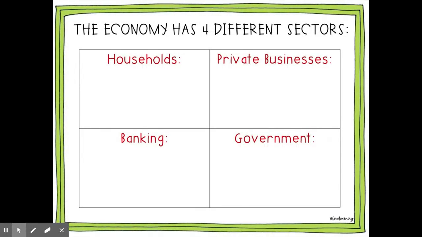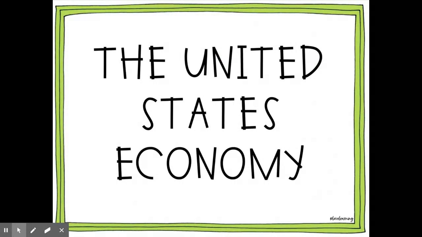So the US economy has four different sectors: household, private businesses, banking, and government. And we're going to take a look at each of these four different sectors over the next few minutes. And you're going to be asked to take a look at each of these four different sectors. So here's what I want you to do. Let me back up for just a minute.